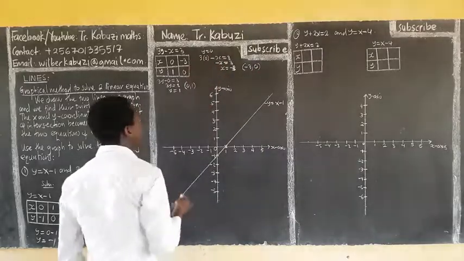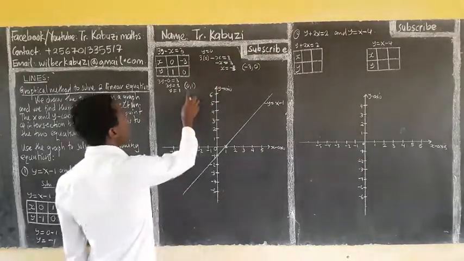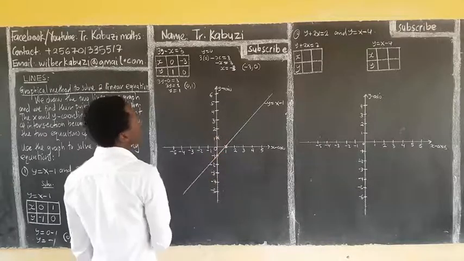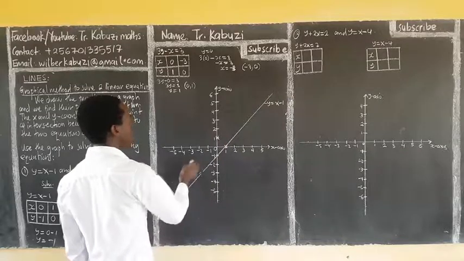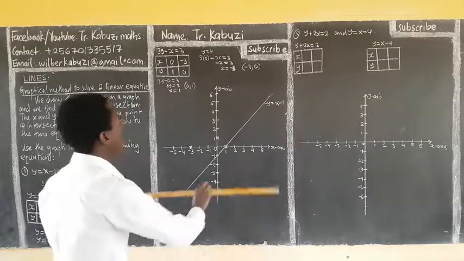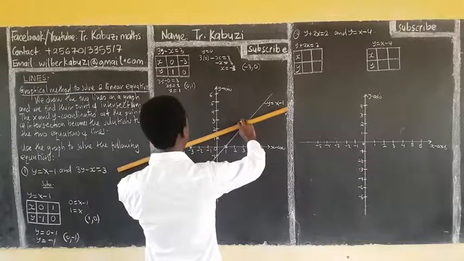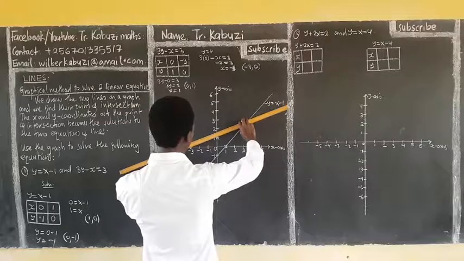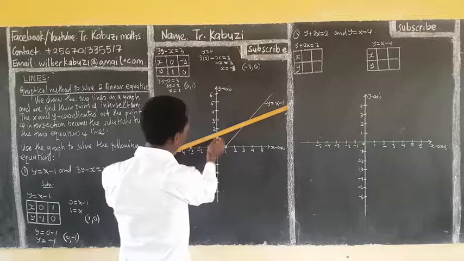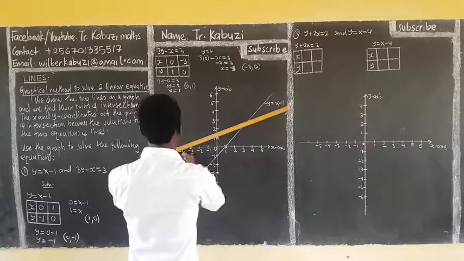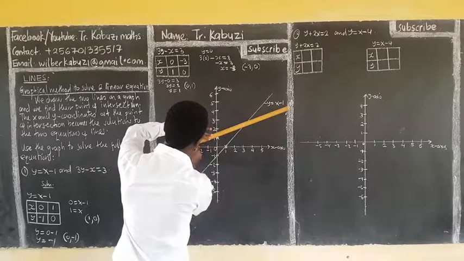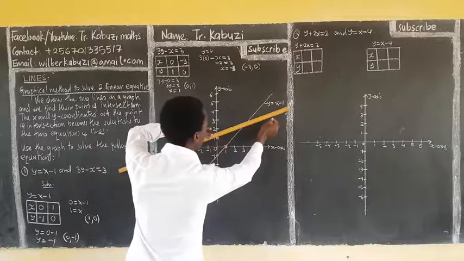Negative 3, 0. Then we come and plot those 2 points. So we have 0, 1, which is here. Then negative 3, 0 is the point here. Then we get our ruler and join these 2 points. So you see, I join them like this. You draw a line that passes through this point and also this point there.